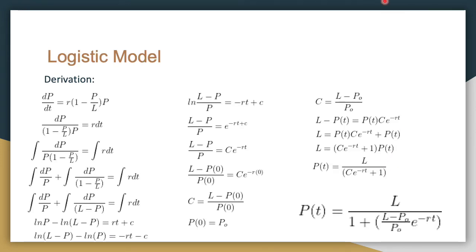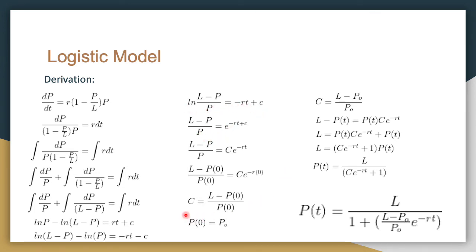For the logistic model derivation, you start with the equation dp over dt equals r times (1 minus p over L) times p. This is also a separable ordinary differential equation, so you do the same process as the exponential model, and then you want to do the integral again. And in this case, you use the natural log rules to be able to do (L minus p) over p, and then you do base e for both of these again, which results in this.